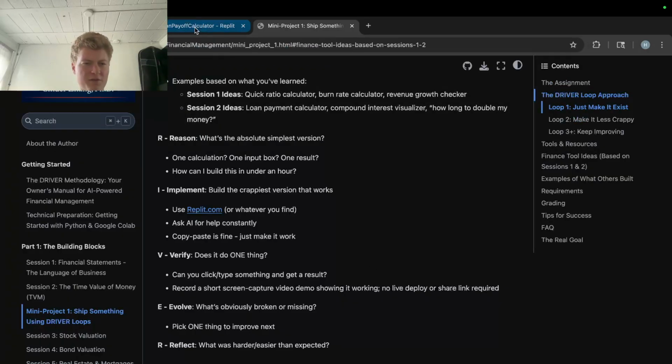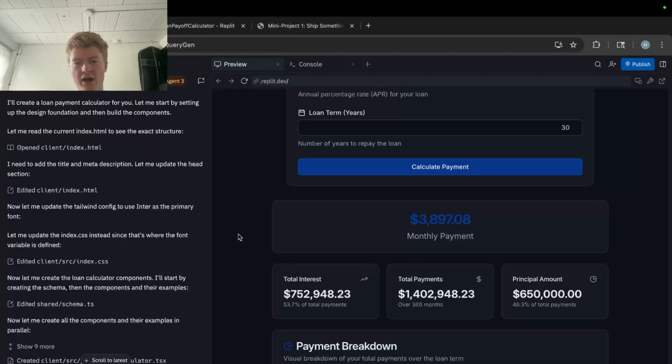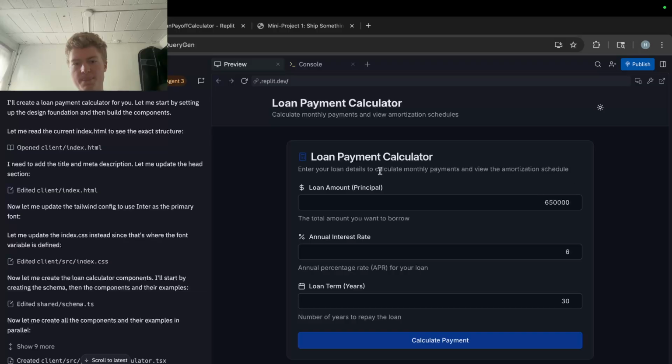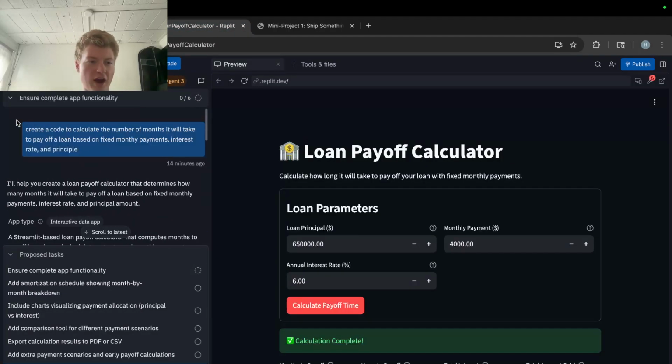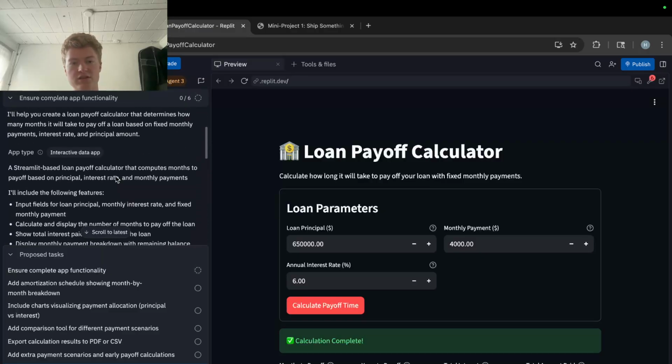And I guess to reflect, the first one was a little difficult, but Replit helped me out a bunch. For my second one, back to driver, I asked Replit to create a code that calculates the number of months it will take to pay off a loan based off fixed monthly payments, interest rate, and principal. So in this scenario, we enter in the principal, the money we borrow from the bank, and the interest rate that we'll pay. I said 6% again, but rather than the time you want to pay it off in, you put in monthly payments.